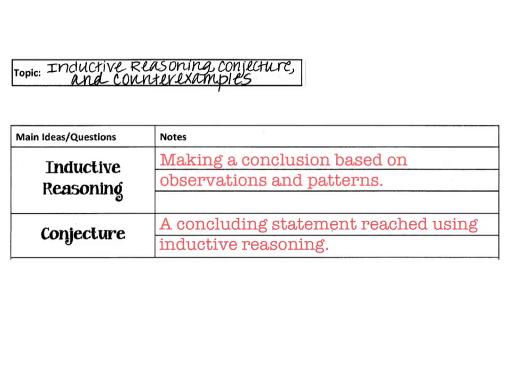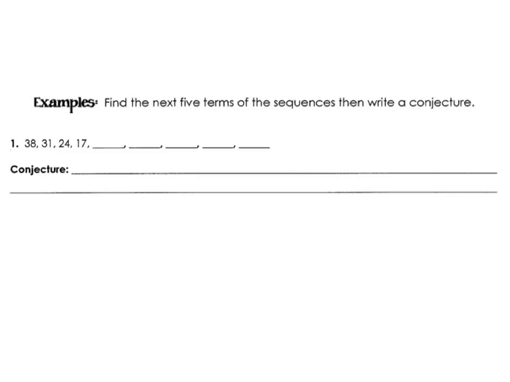Alright, if you need more time to copy down these definitions, go ahead and pause your video. Otherwise, let's move on to some examples. Our examples: we want to find the next 5 terms of the sequences and then write a conjecture. So we want to use our observations, look for patterns, make a conclusion, and then write a conjecture, a concluding statement describing the conclusion we've made.